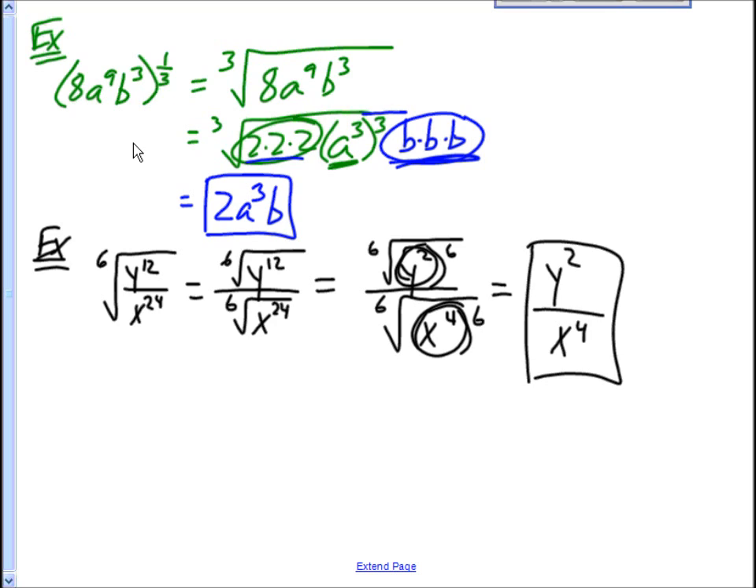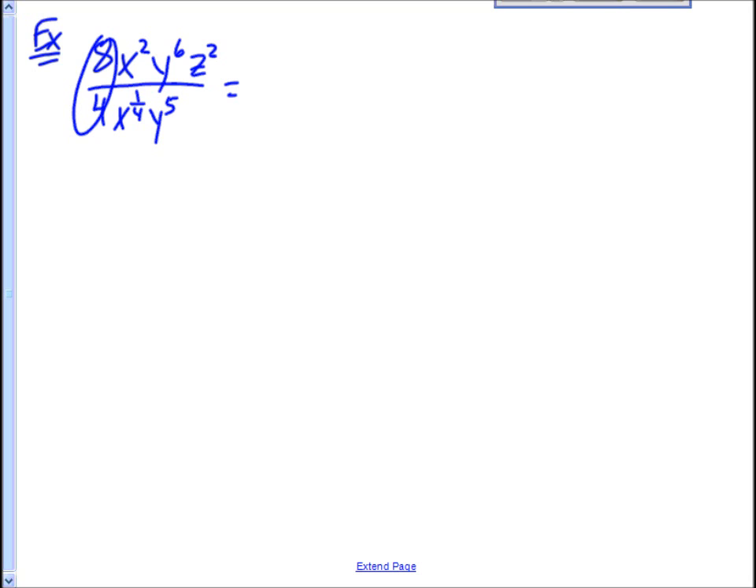Now let's look at another one here. Let me start new. Okay, so how about this problem here? You notice you got some x's on the top, you got some y's on the top and the bottom too. You only got that z squared in your numerator there. So let's first of all think about 8 over 4. So we got 2.